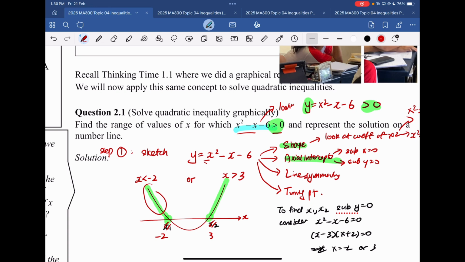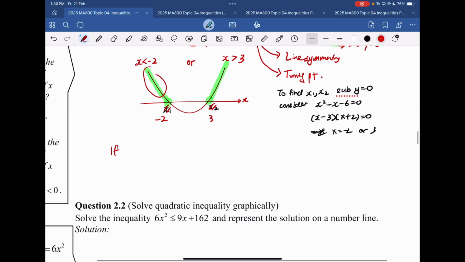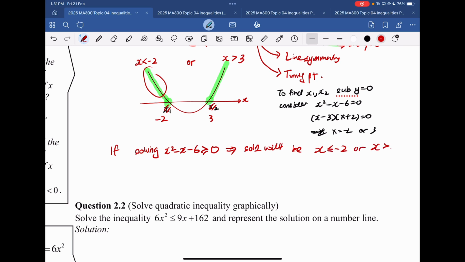Anyway, x less than minus 2, x more than 3. Is it okay so far? Now if there's an equality sign, let's say got equal, then these two also will have equal. For example, if I'm solving x squared minus x minus 6 more than or equal to 0, then the solution will be x less than or equal to minus 2 or x more than or equal to 3. You understand so far?